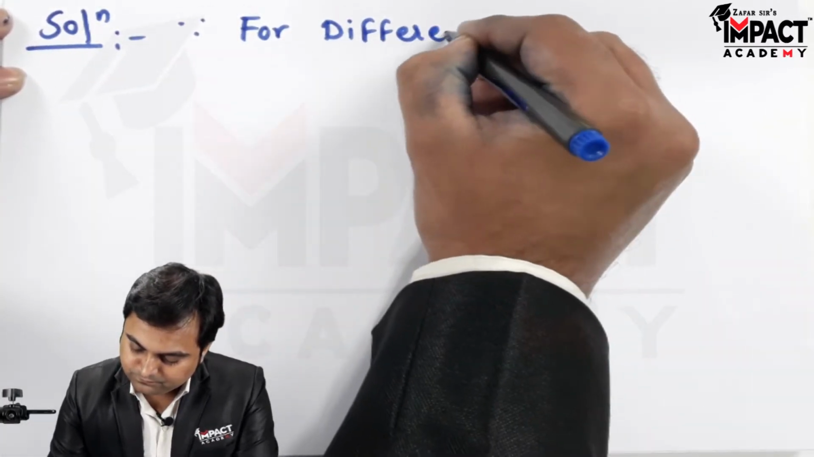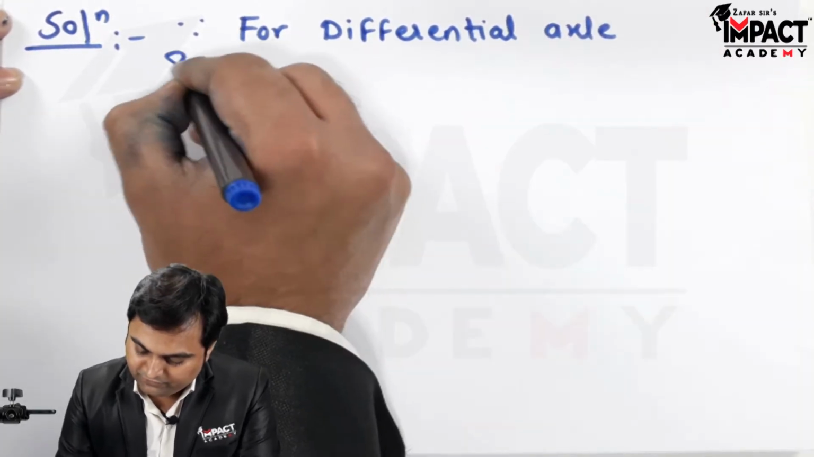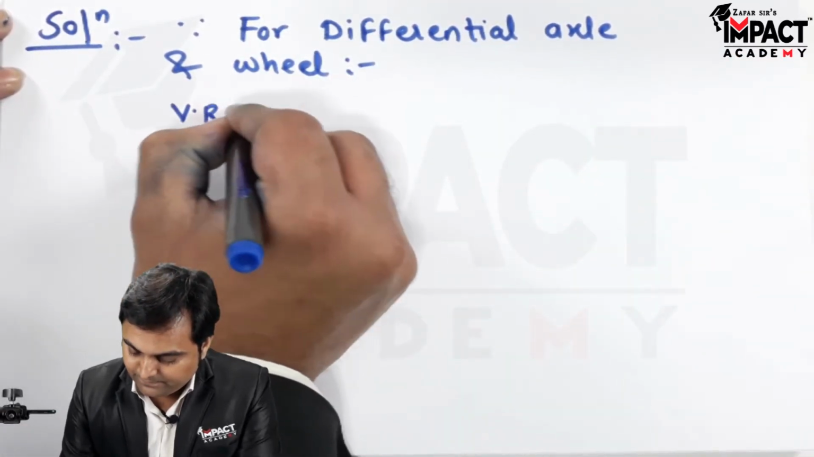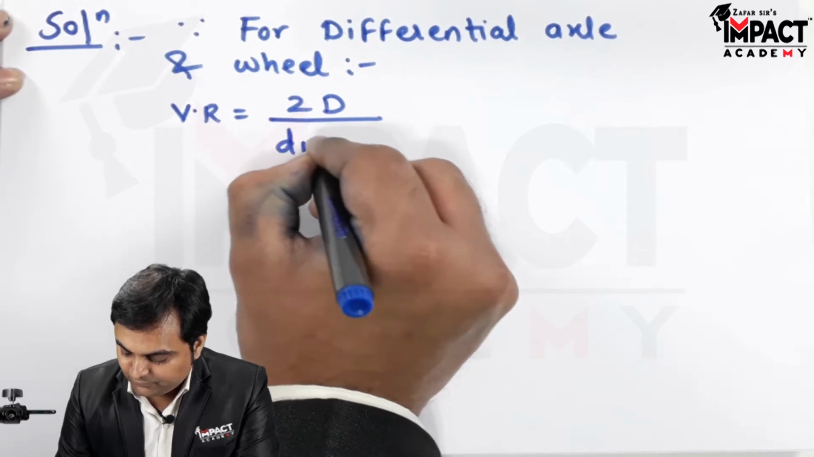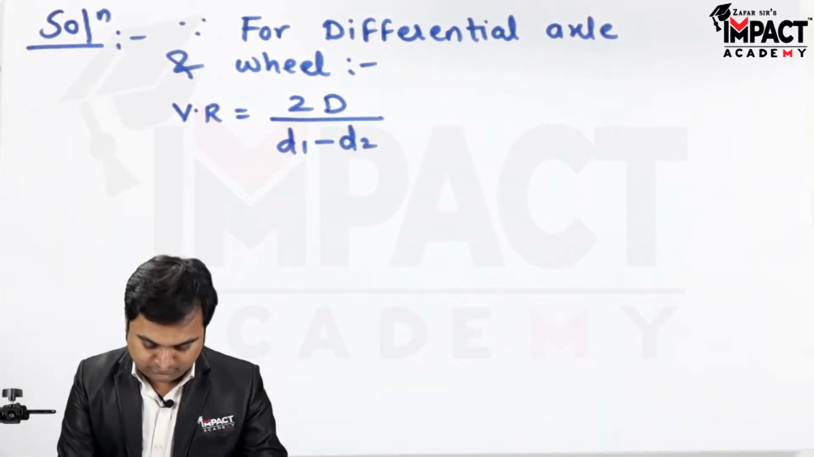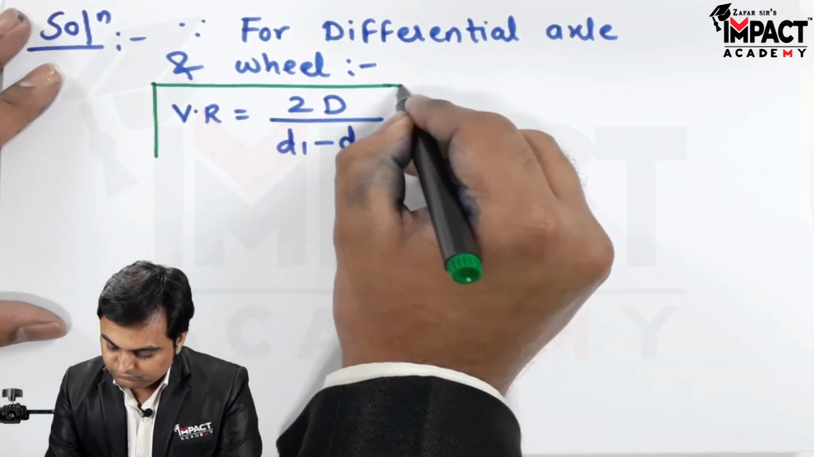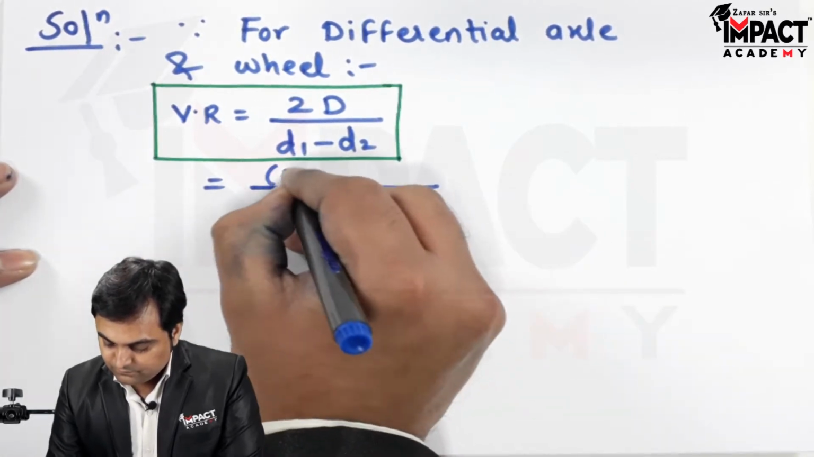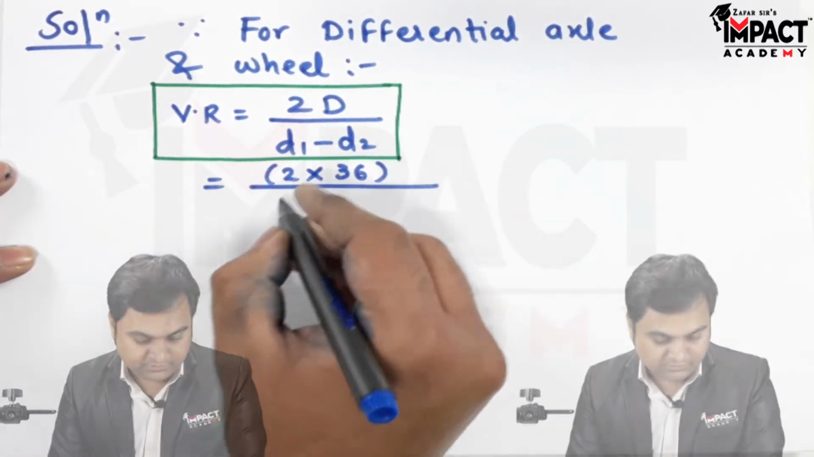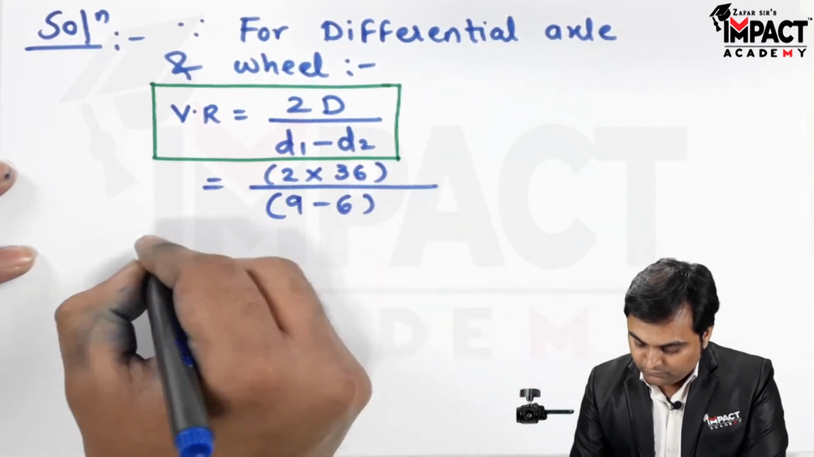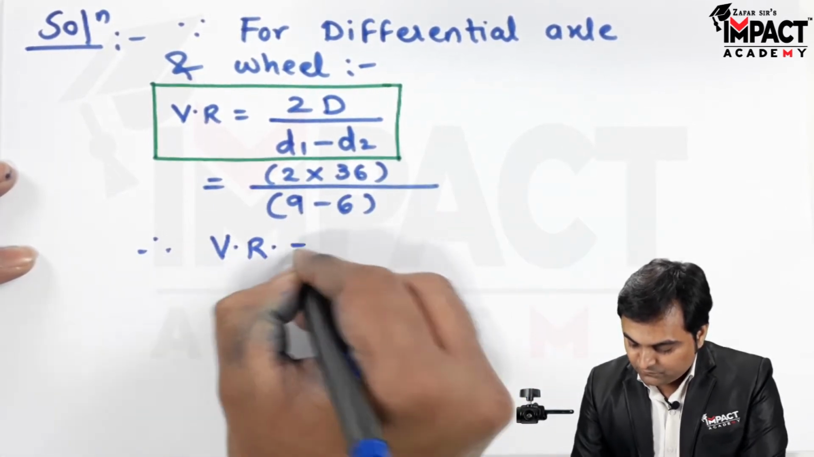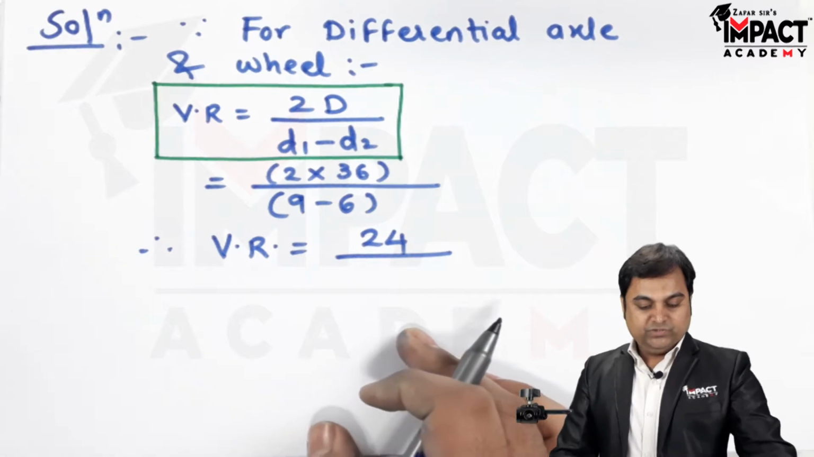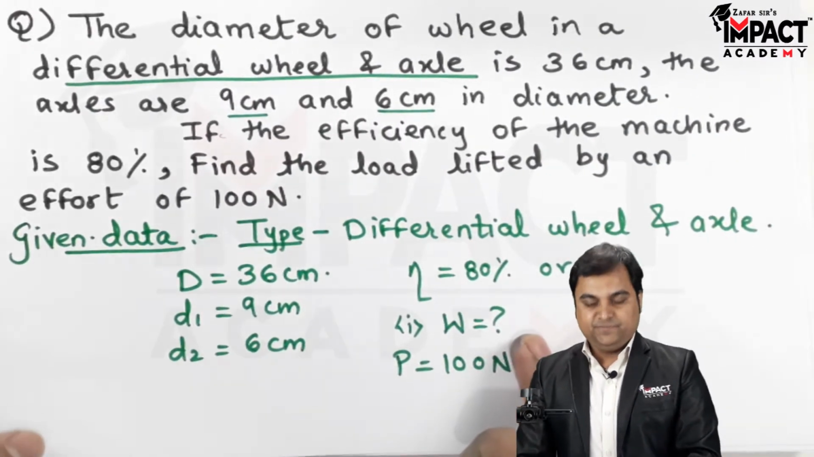Since for differential axle and wheel, the velocity ratio formula is given by 2 times of capital D upon D1 minus D2. Now here all the values are known to us, so we can put the values. Capital D is 36, D1 is 9, D2 is 6. So from this the velocity ratio comes out to be 24.